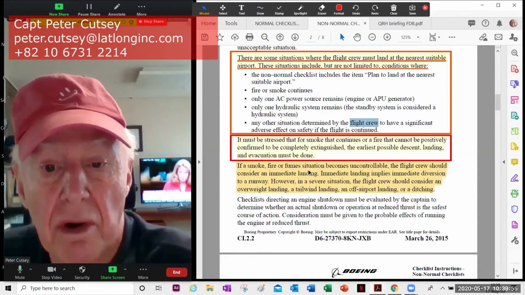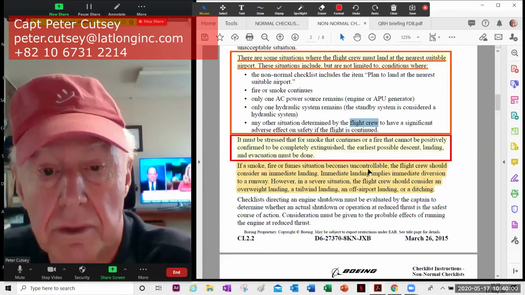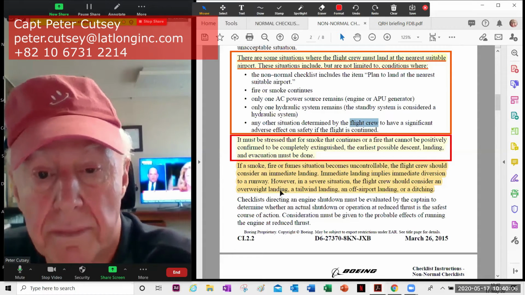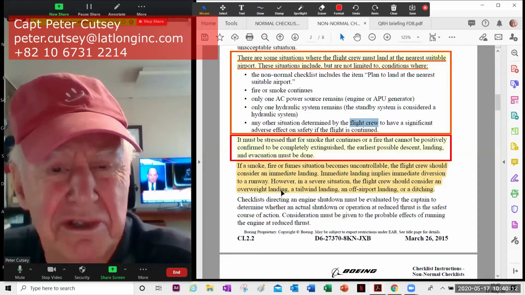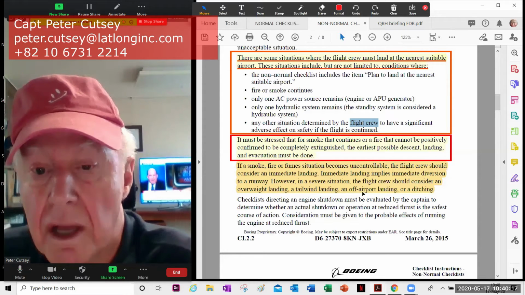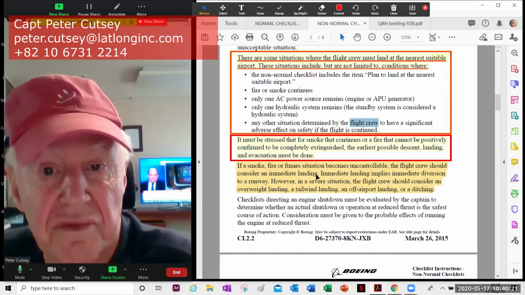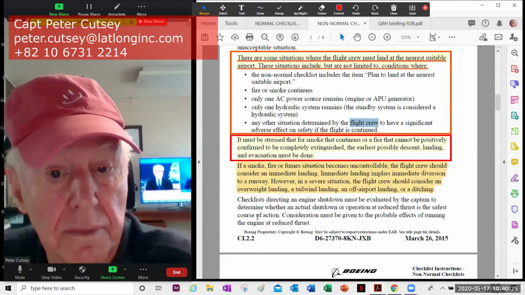If a smoke, fire, or fume situation becomes uncontrollable, the flight crew should consider an immediate landing. Immediate landing implies immediate diversion to a runway. However, in a severe situation, the flight crew could consider an overweight landing. Of course, you use your head. Tailwind landing, an off-airport landing, or a ditching. You have to do what's safest, and you will make that decision together as a crew.